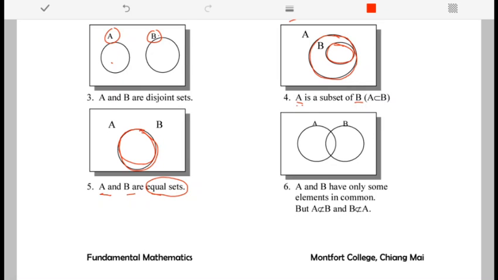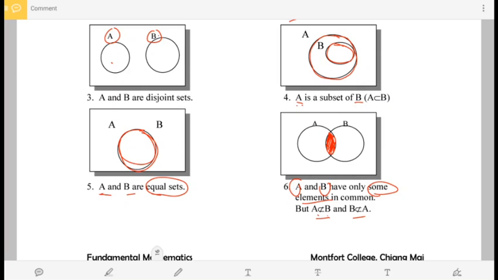And then for number 6, A and B have some common elements. These are the common elements of A and B, the intersection between A and B. But A is not a subset of B and B is not a subset of A. We will understand more of this Venn diagram when we go on with the set operations. Now let's use Venn diagrams to represent the given sets in our next examples.